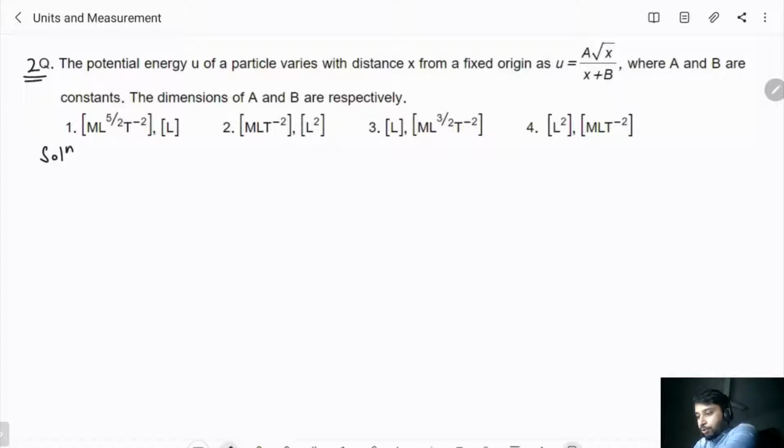So let us see how to do this. Now in these type of questions, if you are able to see any addition or subtraction relation anywhere, so we know that if you are adding or subtracting any two physical quantities, then they must have the same dimension. So with that information we can find the dimensional formula for B. The dimensional formula of B will be the same as the dimensional formula of X, because we are adding B and X.